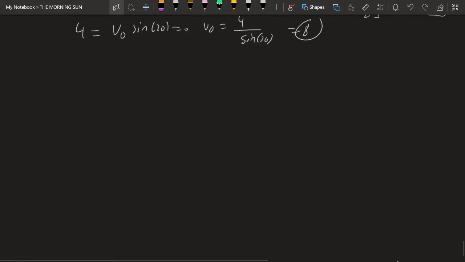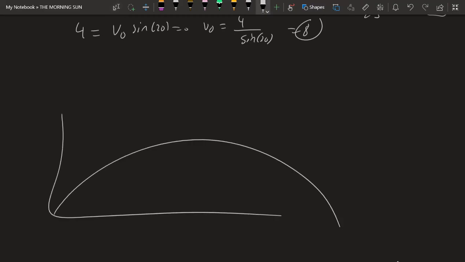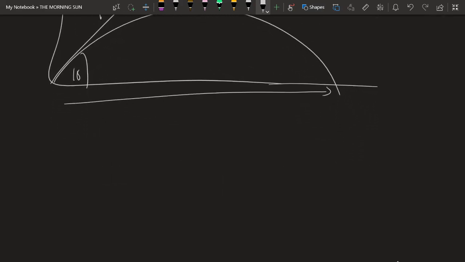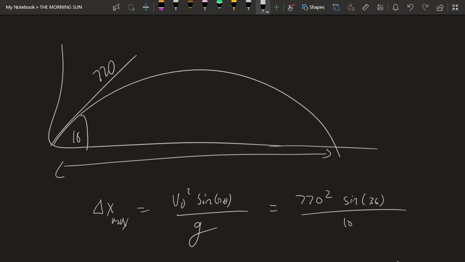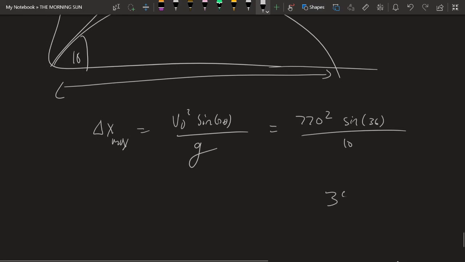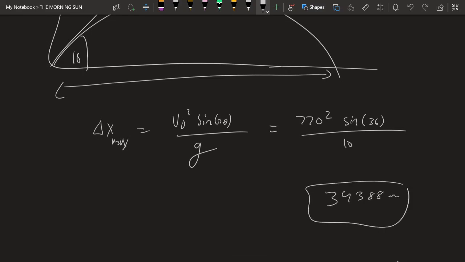Moving on. Question 14. A gun fires a shell with an initial velocity of 770 at an angle of 18 with the horizon. What's it asking for? They want the range of the shell. Okay, guys, this is a dumb question. The range is this whole distance, so delta x max is equal to v0 squared sine 2 theta over g. Let's just substitute into the equation. 770 squared sine 18 times 2, 36, over 10. On the calculator, you'll get 34388 meters, and that's your range.